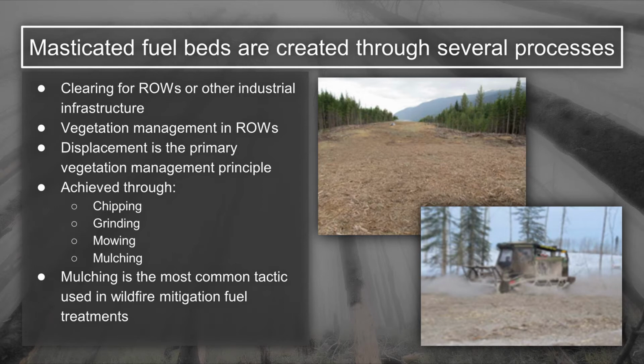The fuel bed in this right-of-way is unique in the uniformity of debris size and distribution. However, this homogeneous fuel bed may be more of an exception, as most masticated fuel beds include other fuels such as grasses and shrubs.